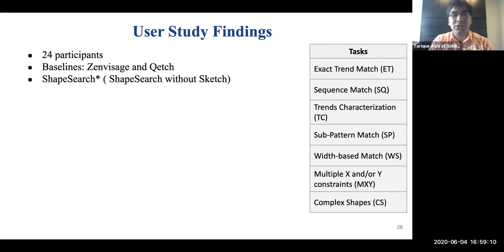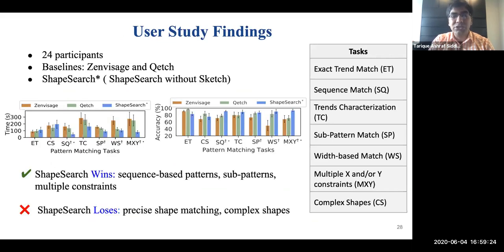Catch, both are recently proposed query by sketch systems. For a fairer evaluation, we turned off the query by sketch feature of ShapeSearch. We used 7 pattern matching tasks commonly used for trend lines for evaluation. Overall, our results show that ShapeSearch leads to faster exploration as well as higher accuracy over tasks that involve searching for one or more trends, sub-patterns, or ones that involve complex constraints on the X or Y axis or the durations of the trend. On the other hand, sketch-based systems perform better for tasks that involve more precise matching or shapes that are very hard to express in words or via regex.